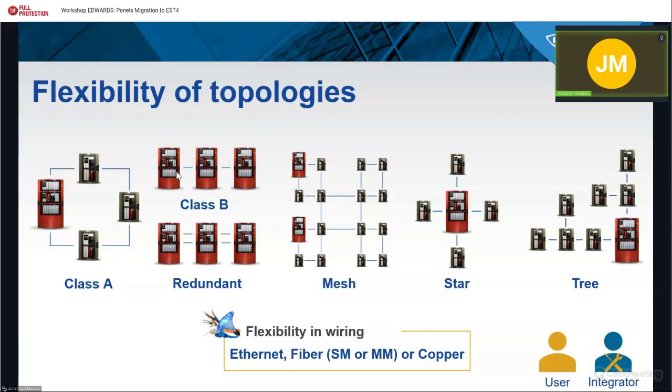When you upgrade your panel to the EST4, you will receive up to 150 nodes. You can have 150 panels in the same network. So you will have more panels, more flexibility, more expansion in your network to add more panels. And also you will have these options for the network topology. You can use Class A, you can use Class B, you can have redundancy of the panels, you can have a mesh topology, you can have a star topology, and you can have a tree topology.